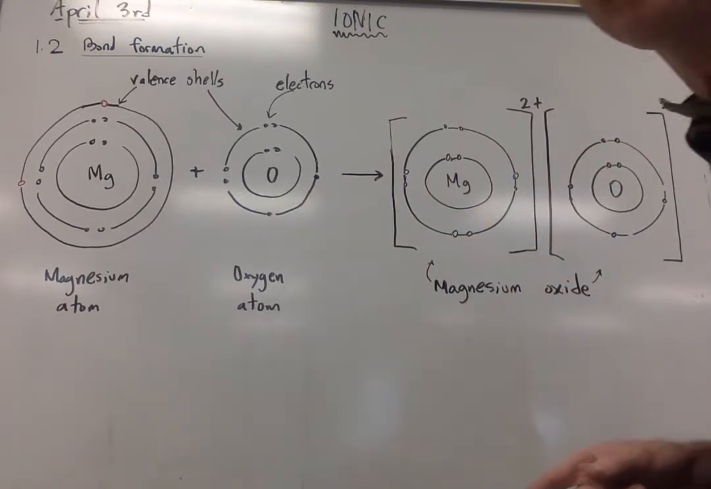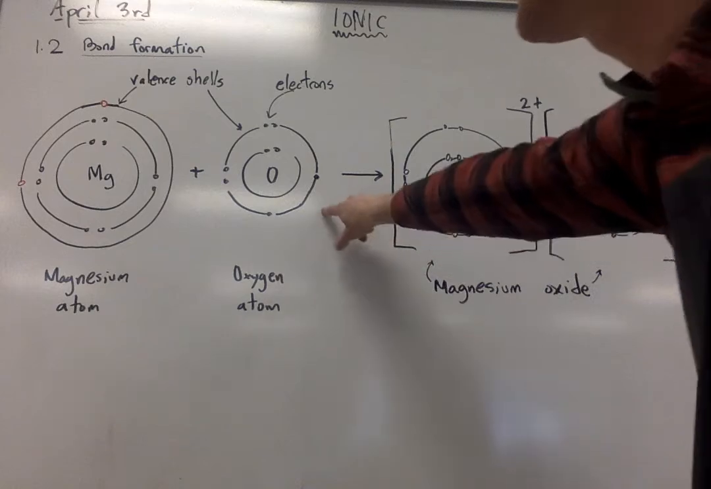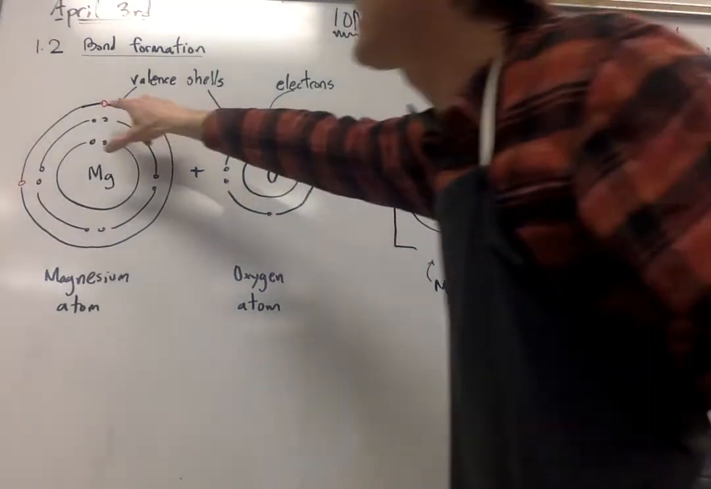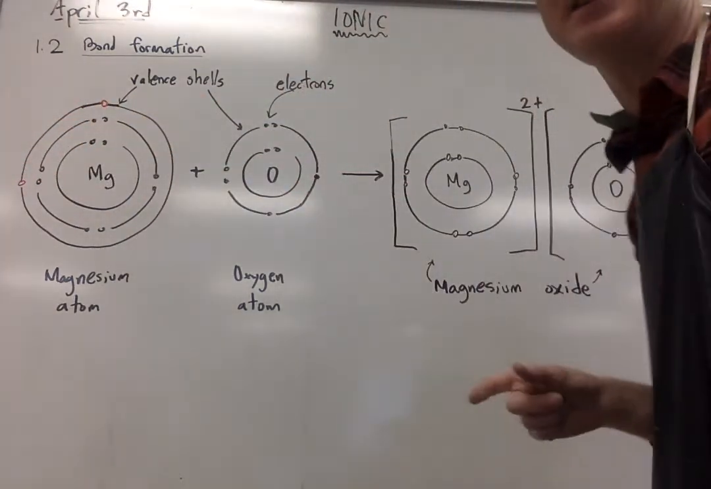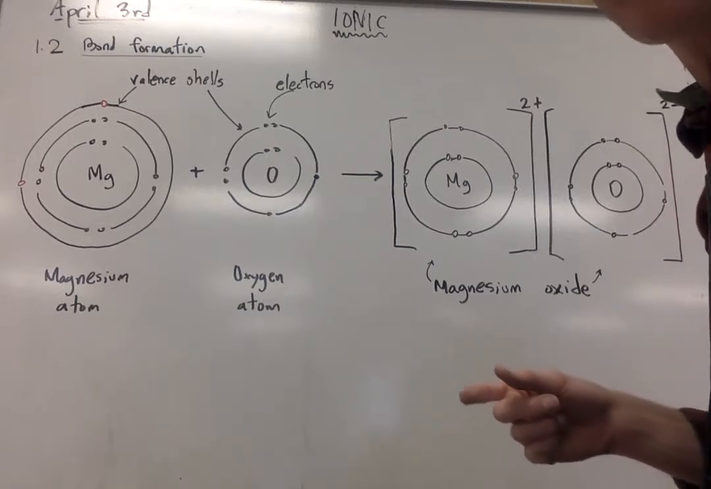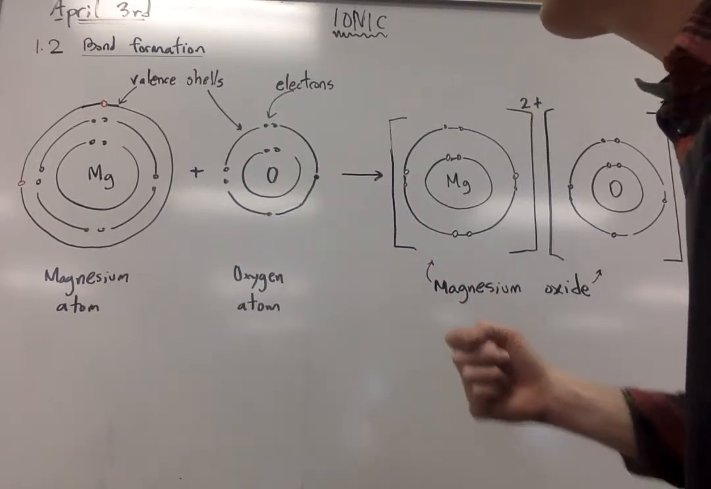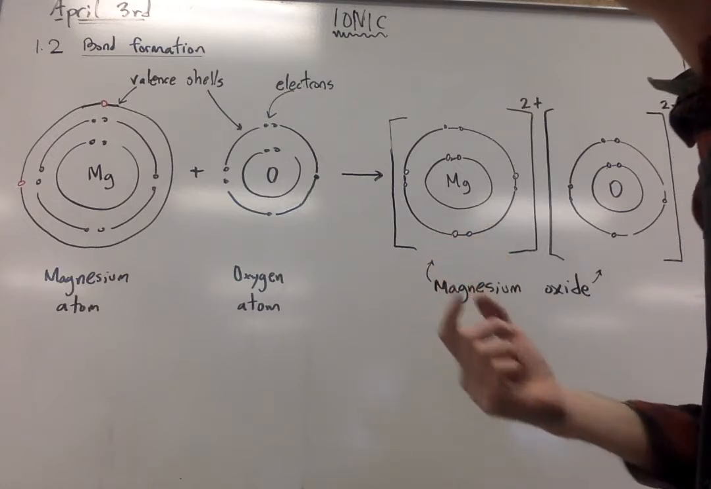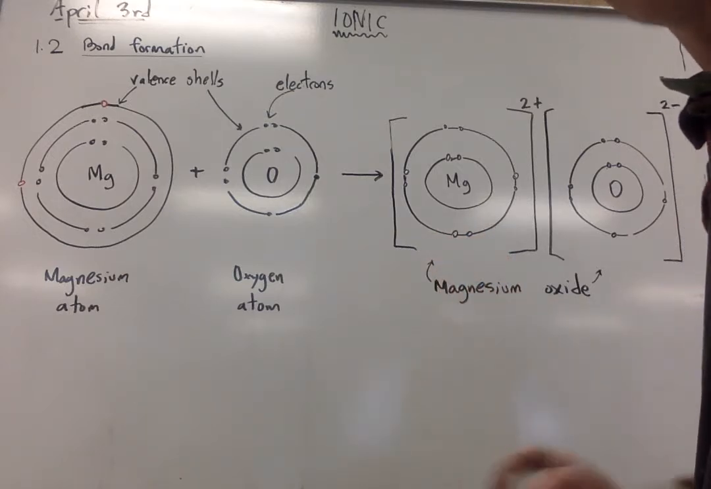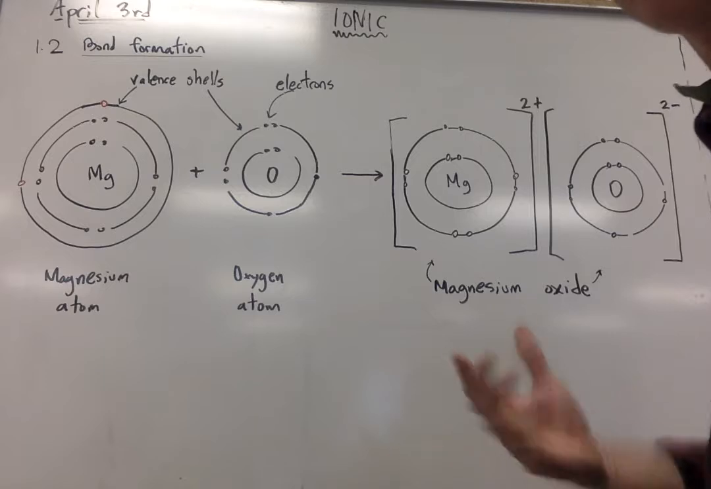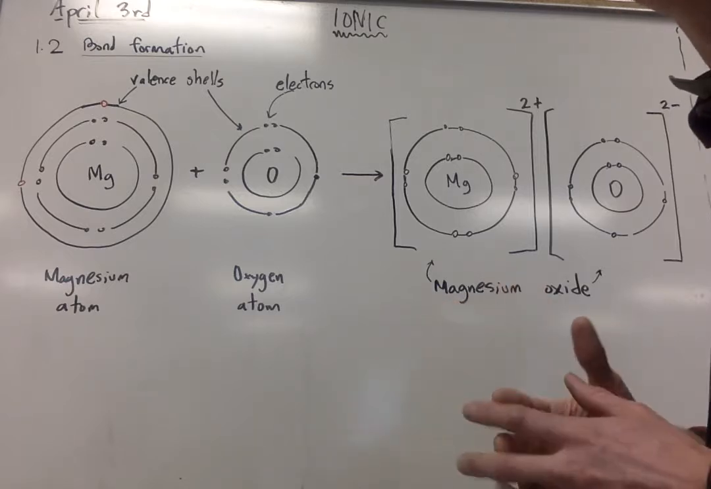It's those lone electrons that make oxygen reactive. It's these lone electrons here that make magnesium reactive. And in a reaction, magnesium is going to give them up, oxygen is going to take them. Because atoms, when they're making ions, tend to react in a way to have an outer shell that is full.